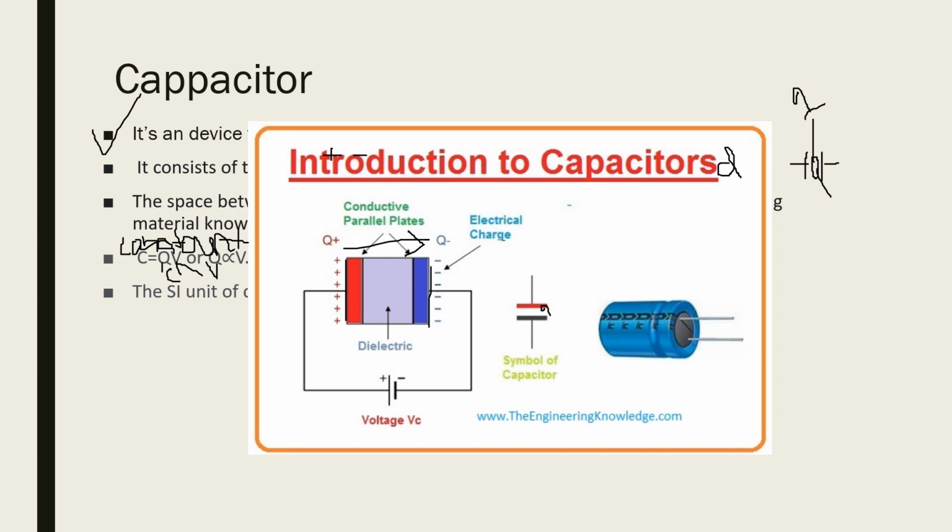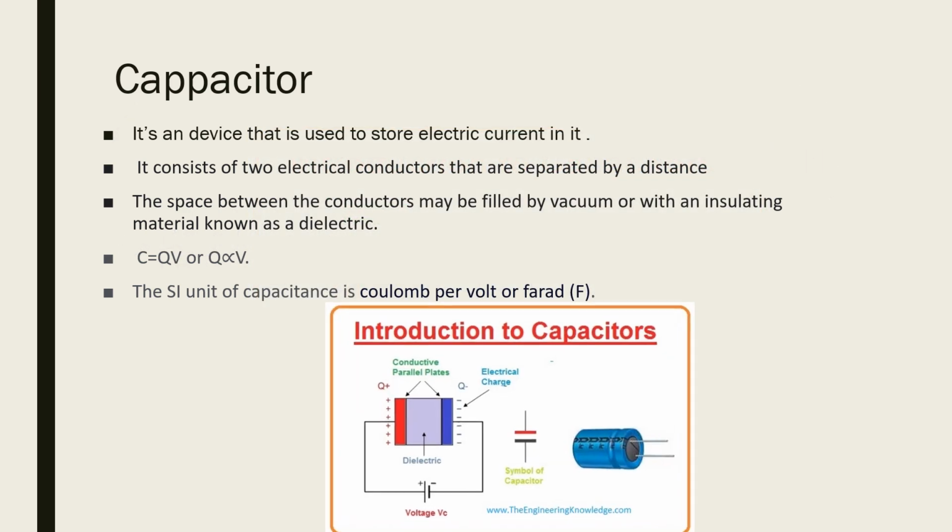Here these conductive plates are shown from here to here, which is the symbol of it as well, and the distance between them is known as the dielectric. This is the source of it, and this is the final look. There are different materials used for that, so there can be different materials in the capacitor. And that's all about today's lecture.